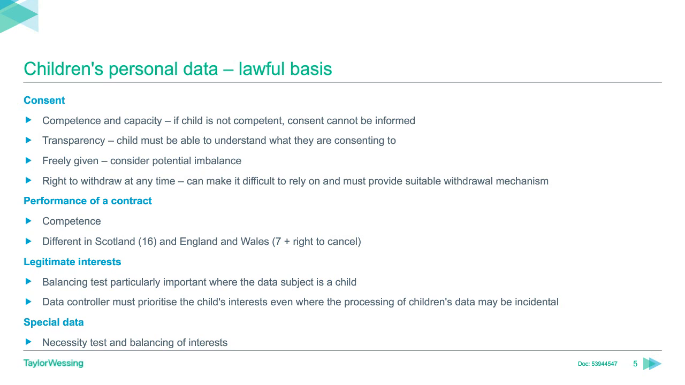Where processing is carried out on the basis that it's in the legitimate interest of the data controller, this always has to be balanced against the rights and freedoms of the data subject. The GDPR explicitly underlines the importance of this balancing test where the data subject is a child. And in its Children and the GDPR guidance, the ICO stresses that it's the responsibility of the controller to assess the risks to the child and to protect them, including by prioritizing their interests. And this applies even when the processing of children's data may be incidental.